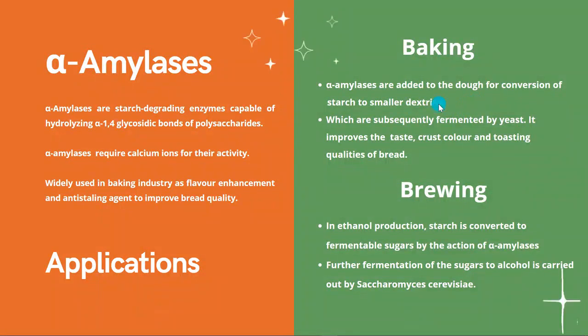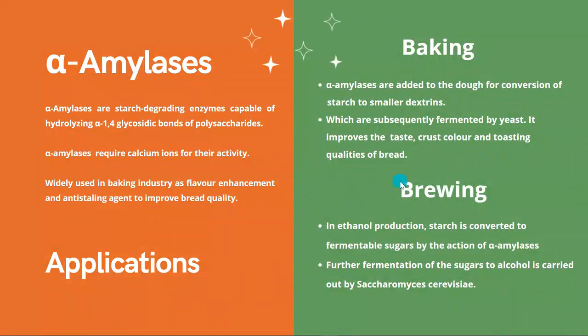Now, you might also know yeast, Saccharomyces cerevisiae. This is one of the major yeasts used in the baking industry. That yeast can ferment these dextrins, and it improves the taste, crust, color and toasting quality of the bread. So this is the major reason why alpha amylase is used in the baking industry, because alpha amylase, in the first stage, breaks down the complex sugar into simple sugar, right? And then that simple sugar is used by the yeast to increase the taste, color, and toasting quality of the food.